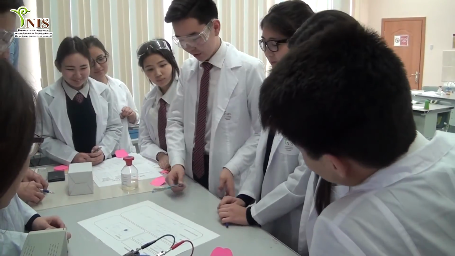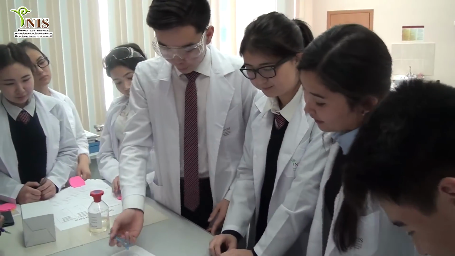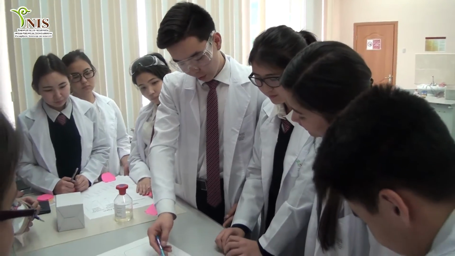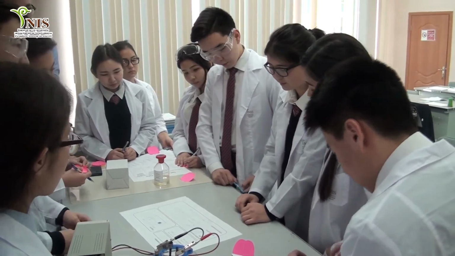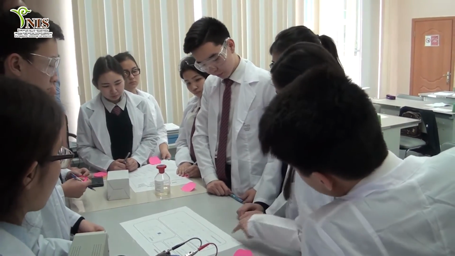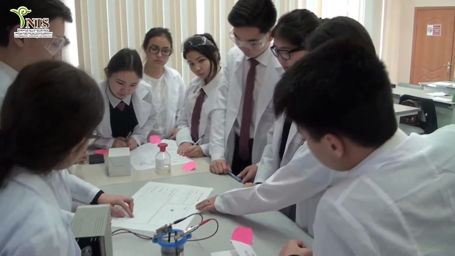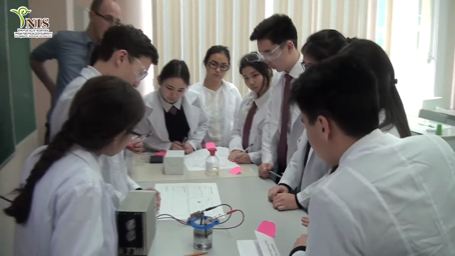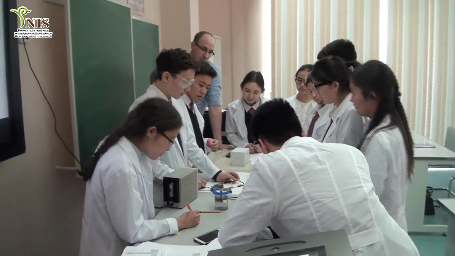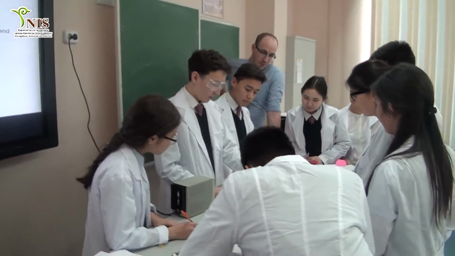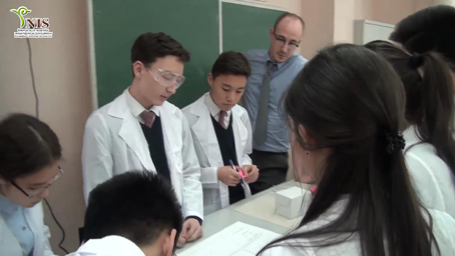Zinc sulfate dissociates to zinc ions and sulfate ions. At the cathode will be produced zinc and hydrogen, and at the anode will be produced only oxygen. So this is your overall equation. Okay, we can look at this diagram, and here we can see that pieces of metal go to the cathode and bubbles of oxygen go to the anode.